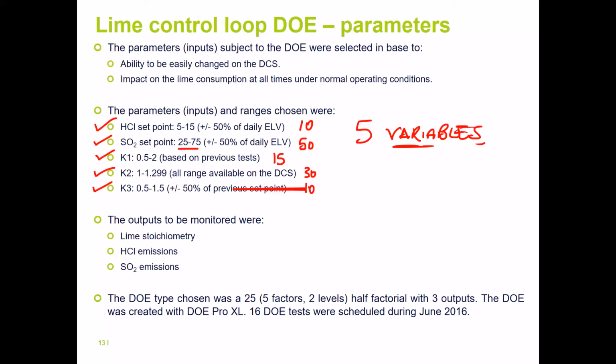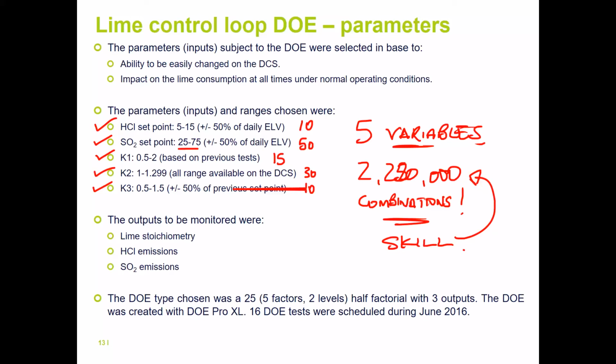If you multiply those values together, 10 times 50 times 15 times 30 times 10, what do we get? We get 2,250,000 combinations. So if you try to optimize this, if you try to use skill to do this, the skilled person has to understand the best settings out of 2.25 million choices. That is just ridiculous. Now, by the way, the manufacturers of this plant have left them with so-called optimized settings.